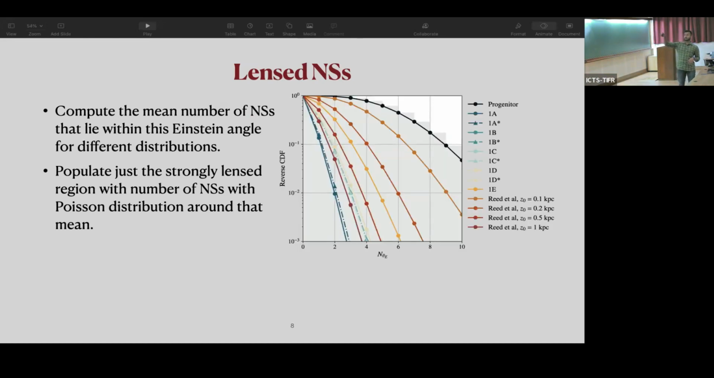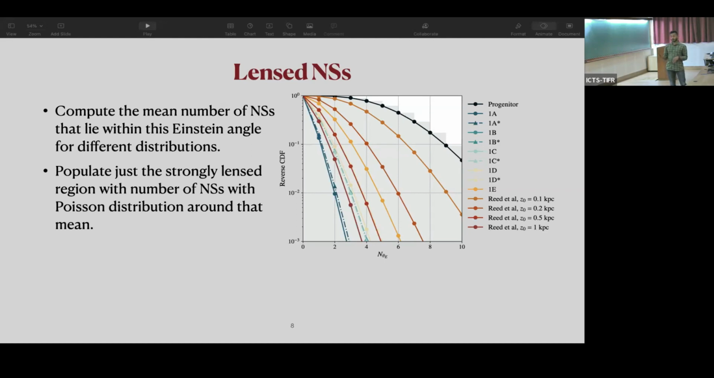Now reverse CDF is basically 1 minus CDF. For a PDF, the CDF tells you how much lies up to that point. CDF of 1 is, say, how much lies within 0 to 1. Reverse CDF is how much lies after that. So this is the fraction that will be lensed, and in our convention it is greater than or equal to. So the value you read at 1 or 2 is the fraction that will be greater than or equal to 2.